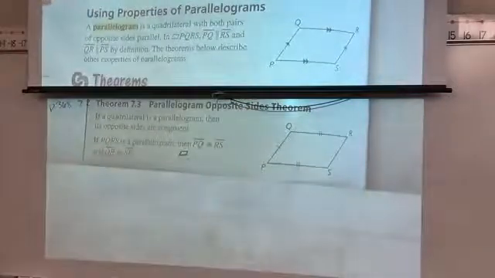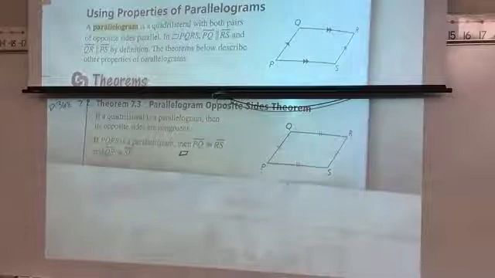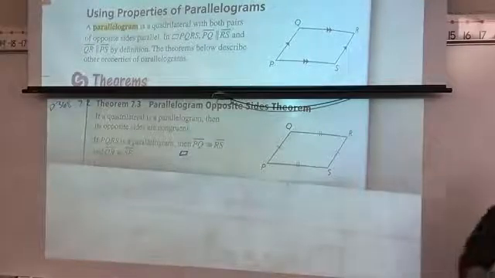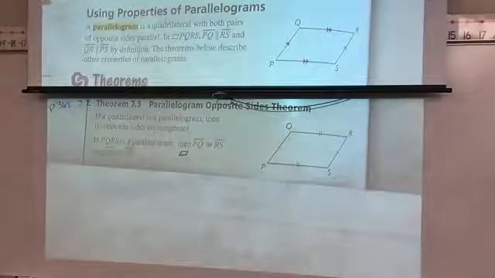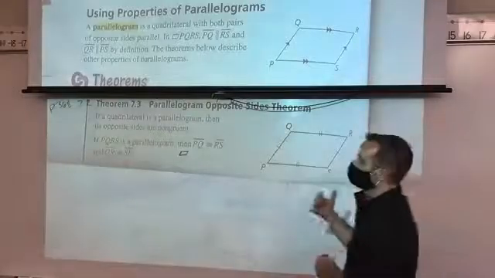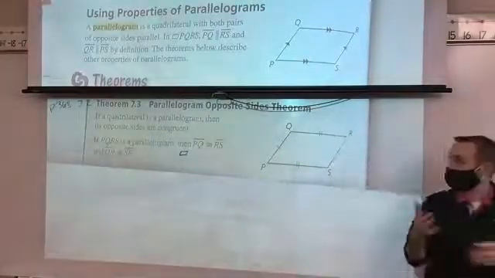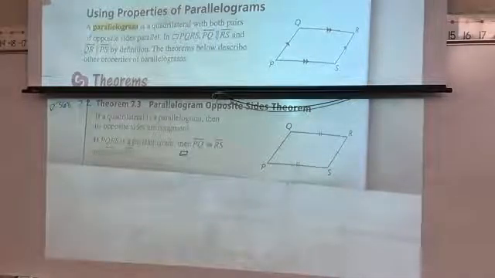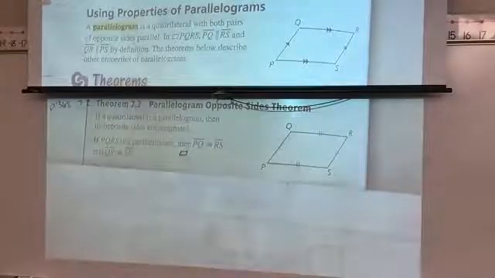All right, so let's look at our 4 theorems here. First couple are very straightforward. We have the parallelogram opposite sides theorem. It tells us if a quadrilateral is a parallelogram, then the opposite sides are congruent. You'll notice all 4 theorems today start the same way: if a quadrilateral is a parallelogram, then something. So that's the hypothesis for all of these.